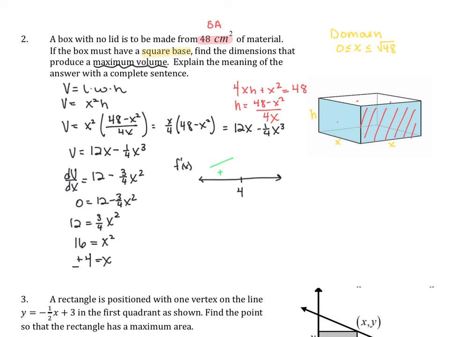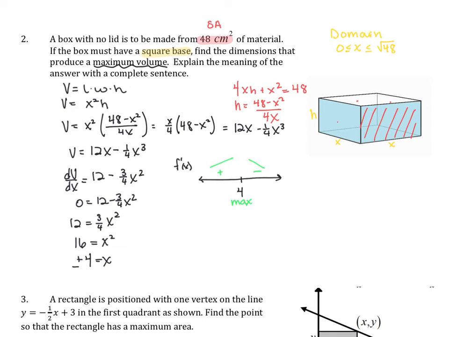If I plug in something like 5, square root of 48 is just above or just below 7, so we're fine if we plug in 5. If I plug in 5 into this equation, 5 squared is 25, 3/4 of 25 is actually bigger than 12, so when I subtract them, it will be a negative number. And so then we know 4 happens to be a maximum. Since 4 is a relative maximum in that area, we don't really need to consider either 0 or root 48.